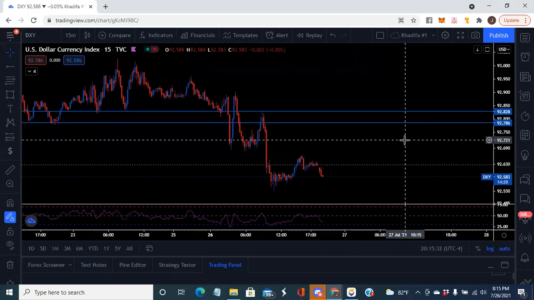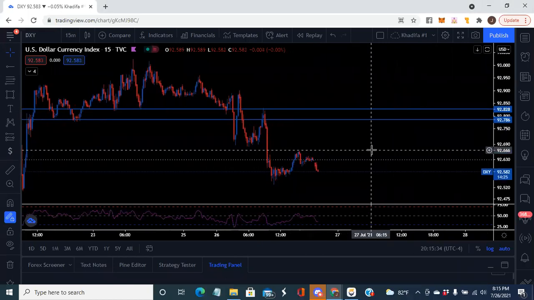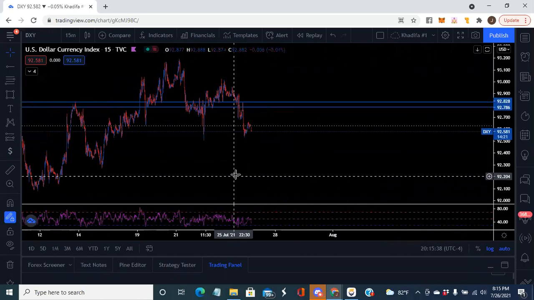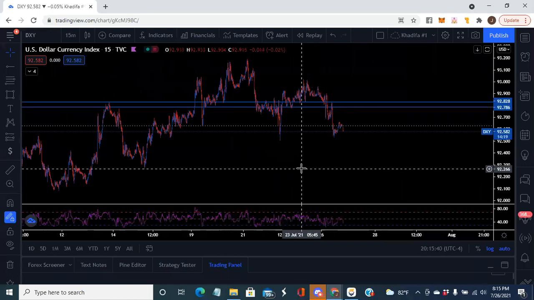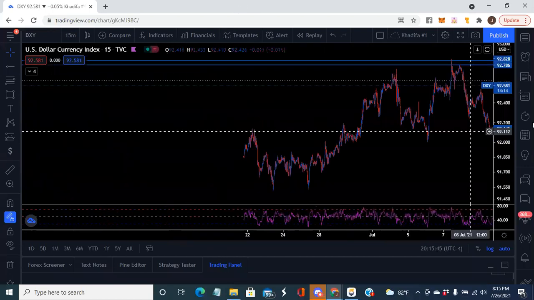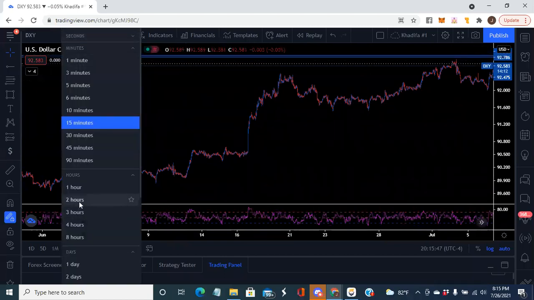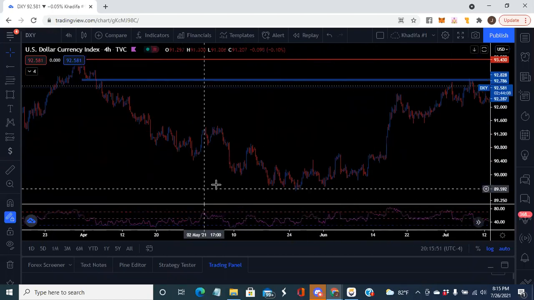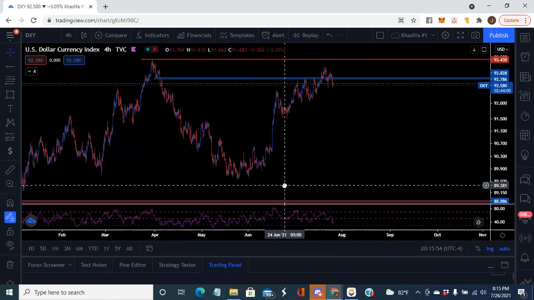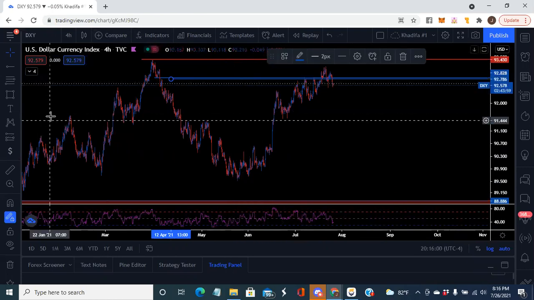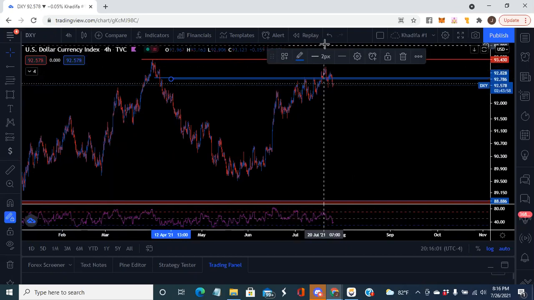All right, cool. So starting with the dollar, we see that we broke back below the levels. We had that spike up last week that I wanted to see reach for. Let's go to 4 hour so we can see. We had this imbalance filled in that I've been waiting to see get filled in for a while.